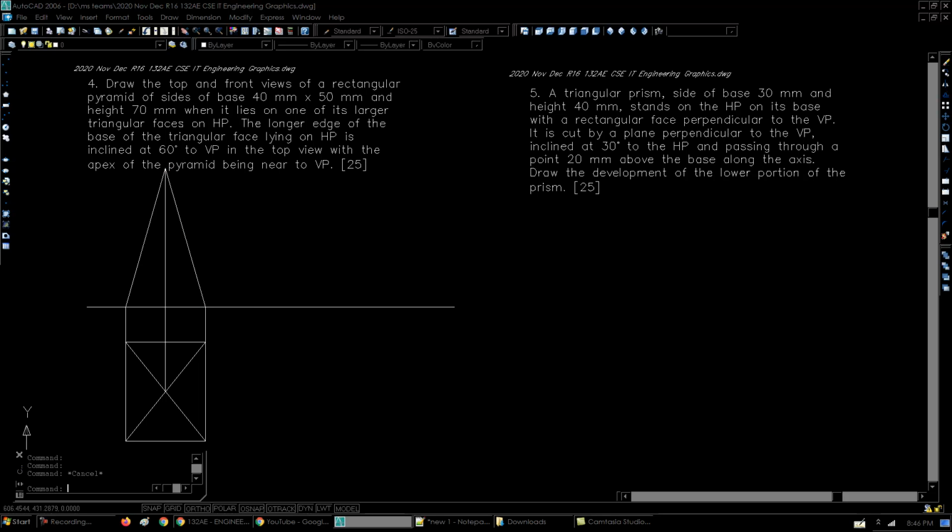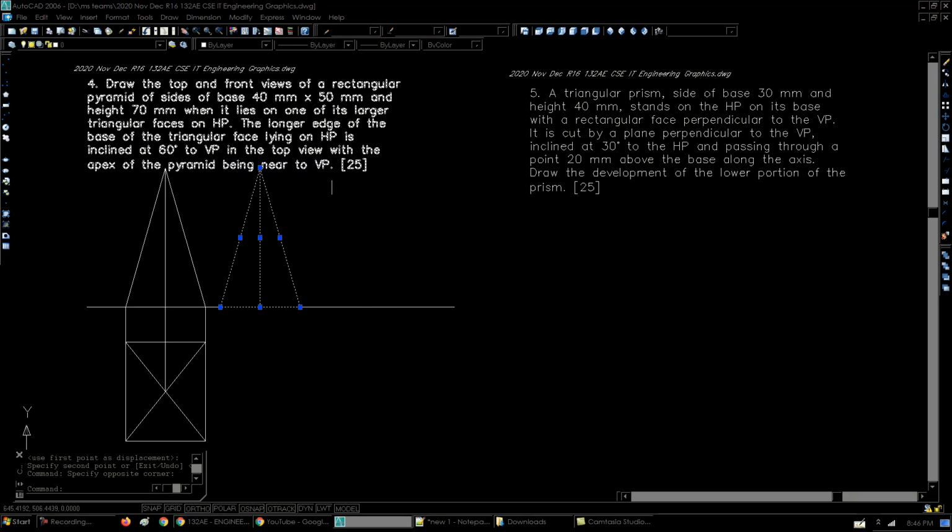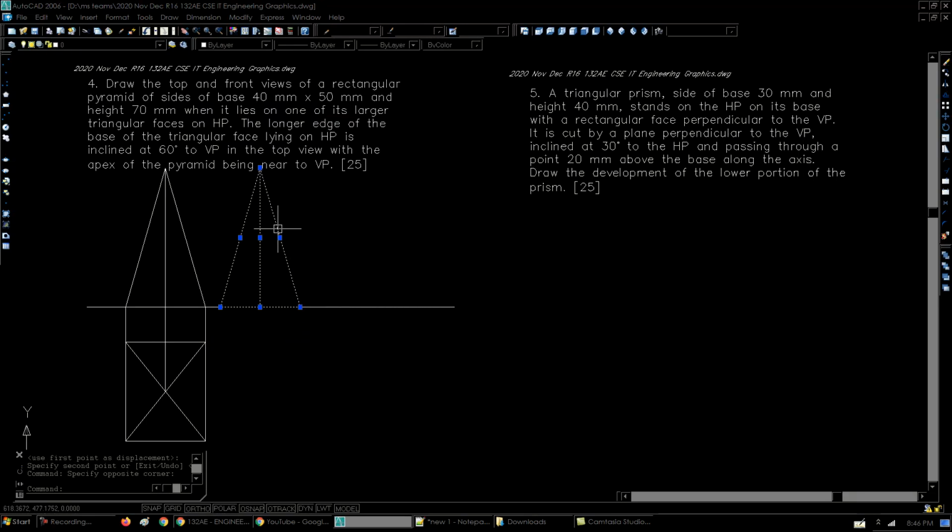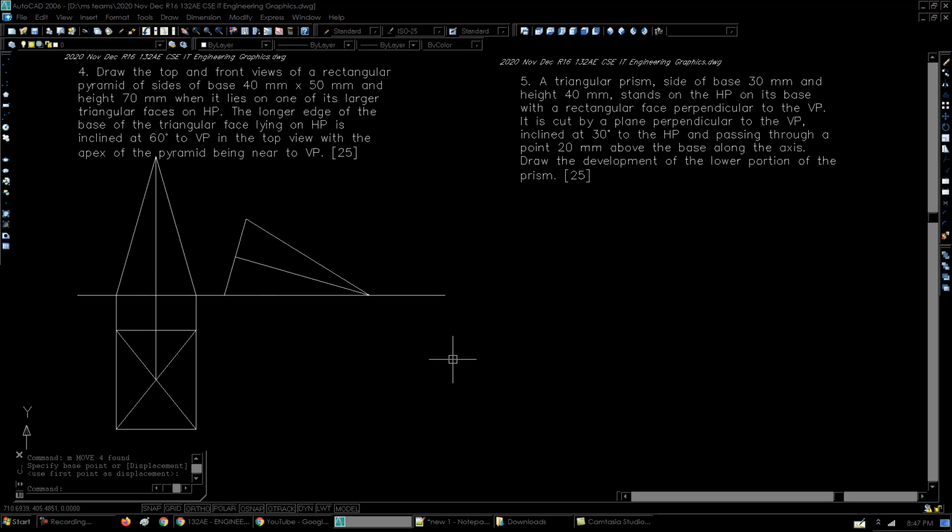Now what it says is the bigger triangle. That means this triangle over here, it is resting on HP. So I have to make a copy of this, and I have to rotate it such that this edge over here will become horizontal. So I'll take the rotate command. I'll have to use the reference point. This point I have to keep over here. So the second view of ours is ready.